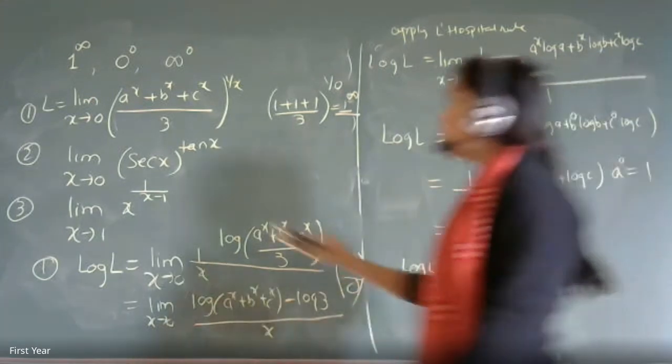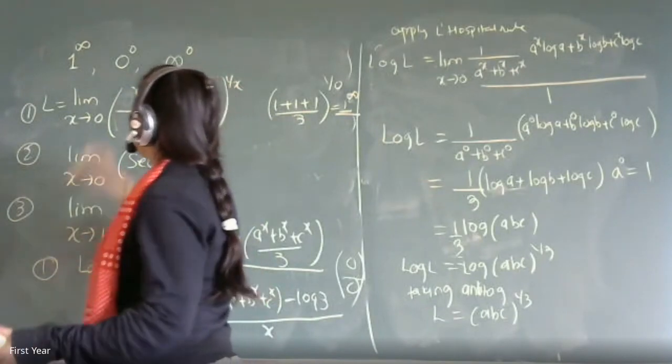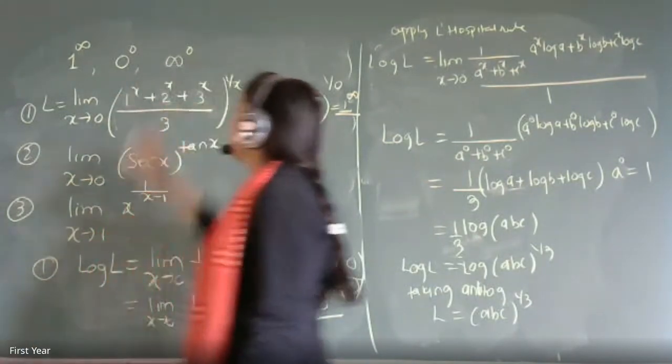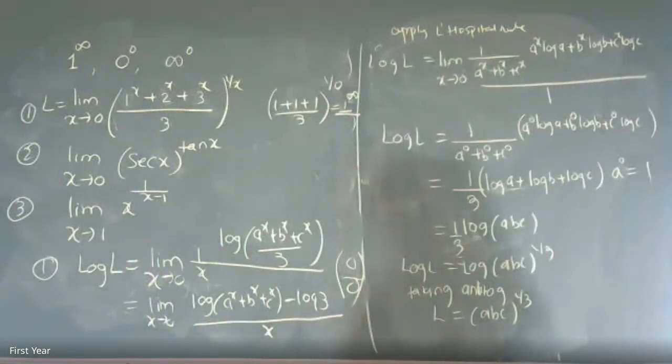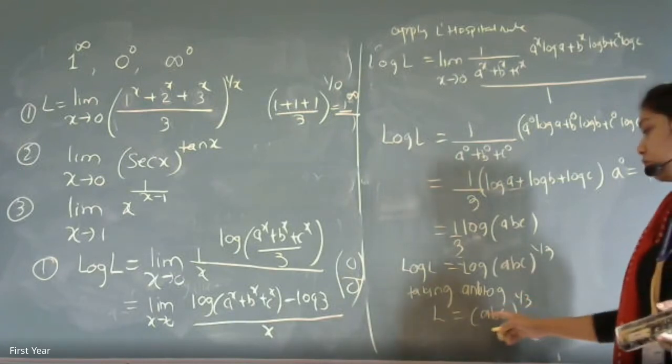I'll ask the question. What's the answer? 1 raised to x, 2 raised to x, 3 raised to x, upon 3, raised to 1 by x. 6 raised to 1 by 3 is the answer. Yes, absolutely right. A, B, C are replaced by 1, 2, 3, so you have to put A, B, C equal to 1, 2, 3.